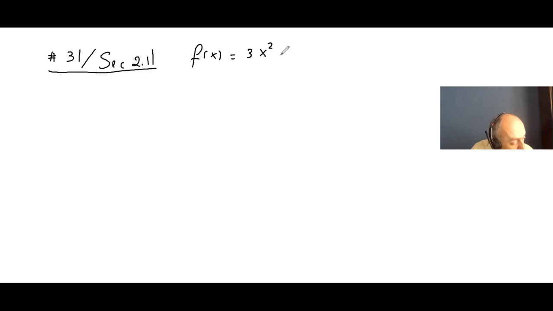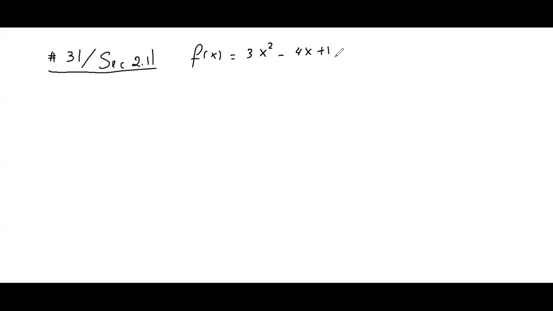All right, so here's the problem. Today's questions will be slightly more challenging than the usual ones. So this is going to be number 31 from section 2.1, and that's going to be the following. They give you f of x equals 3x squared minus 4x plus 1, and they say find f prime of a.